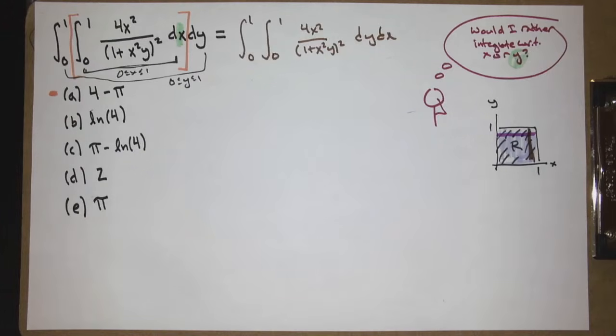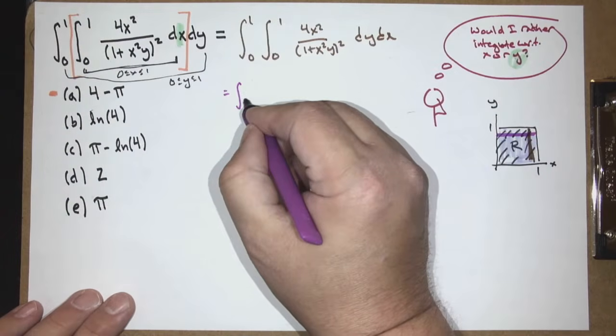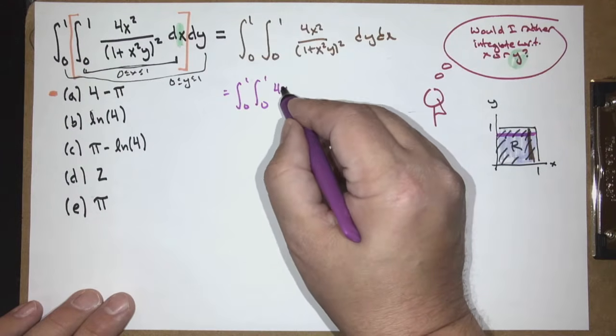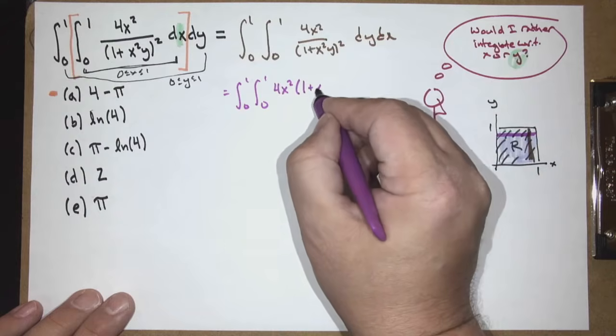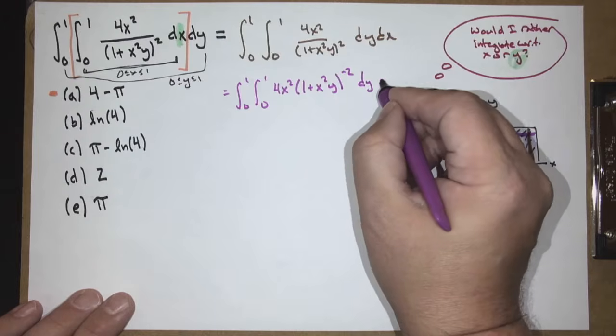So now we have the same integral, so whatever comes out of this will be the same answer. Well, let's make it more calculus friendly to actually do the integral. Integral 0 to 1, integral 0 to 1, 4x squared (1 plus x squared y) to the minus 2 dy dx.